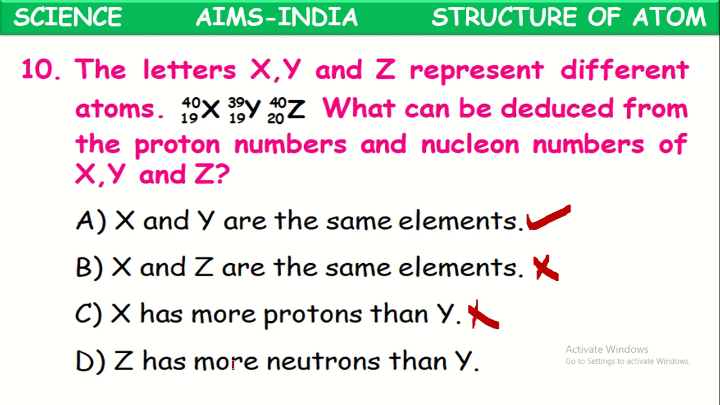Z has more neutrons than Y. Is it correct? If you observe the number of neutrons in Z, mass number 40 minus atomic number 20, we get 20. The number of neutrons in Z is 20. Even in Y, the number of neutrons is 20 only, because mass number 39 minus atomic number 19. So both have the same number of neutrons. This is also wrong. Only A is correct.